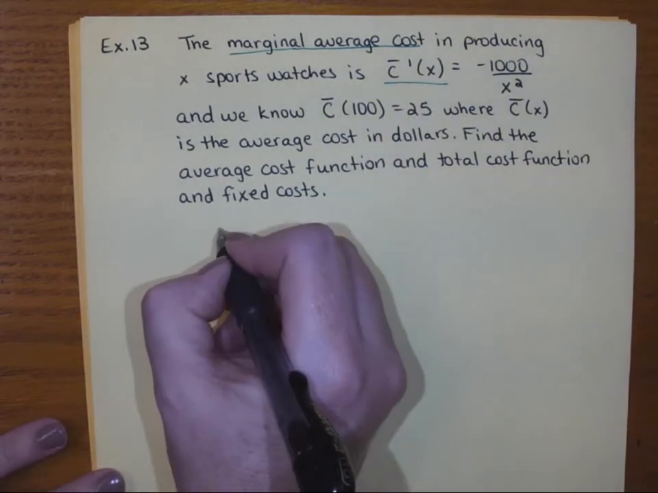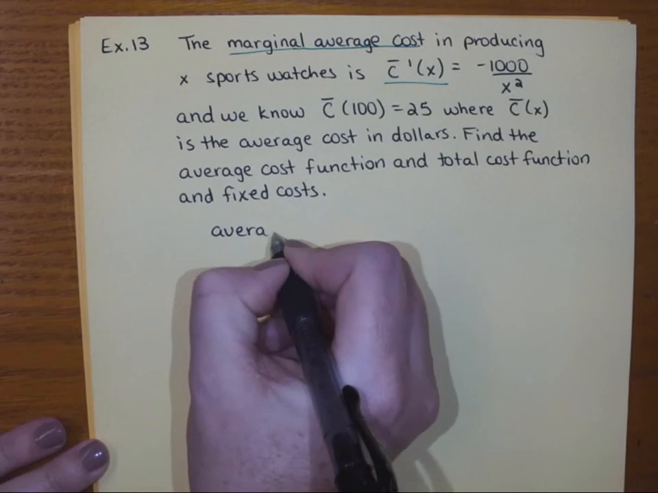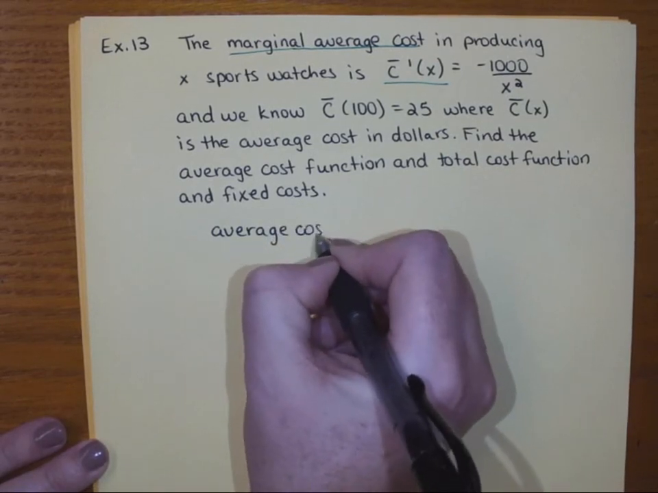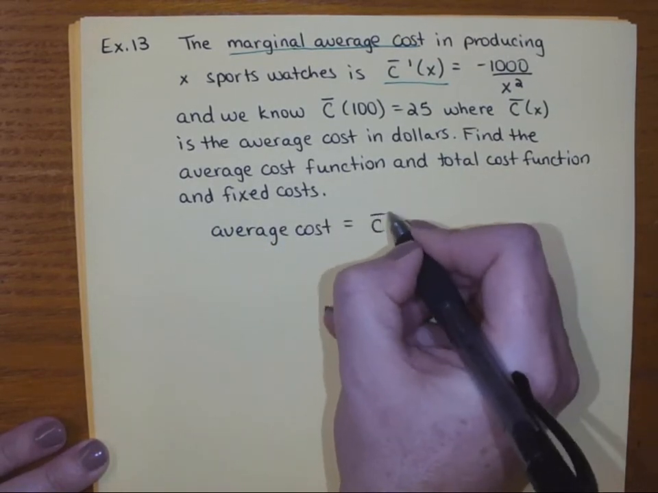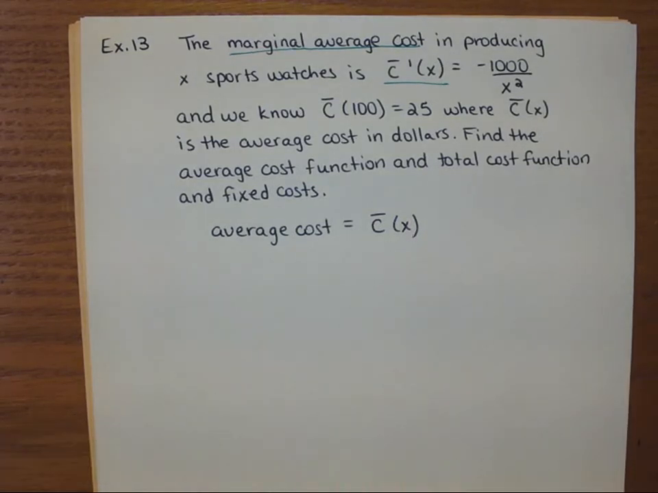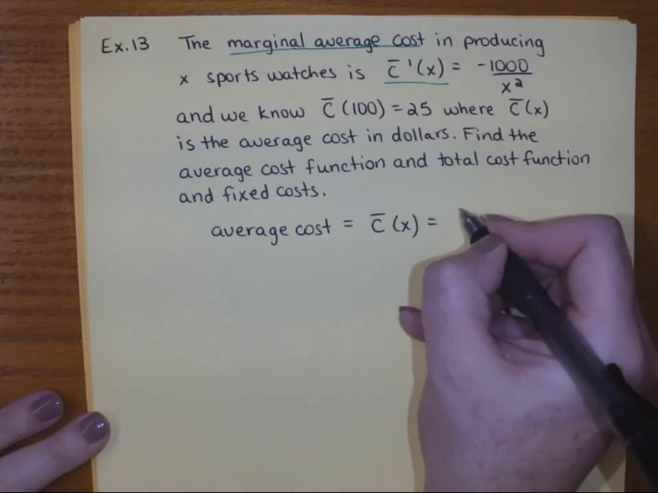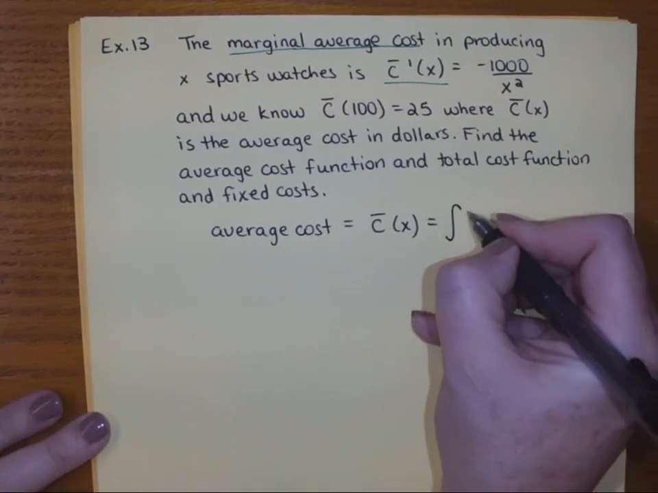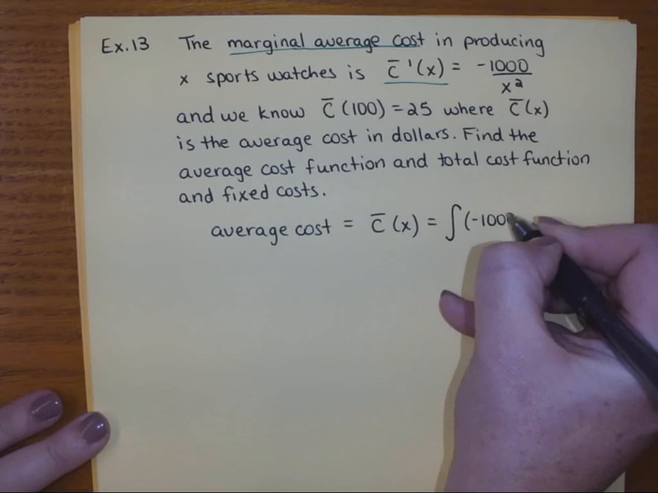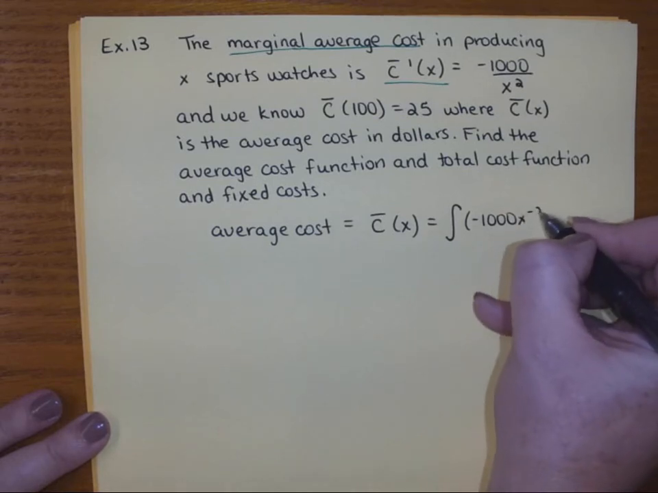But what we want is regular old average cost. In other words, we just want C bar of X. So we know the rate of change, but we don't want the rate of change. We want what the pattern was originally. So to do that, I'm going to need to take the antiderivative of what I know the derivative to be.